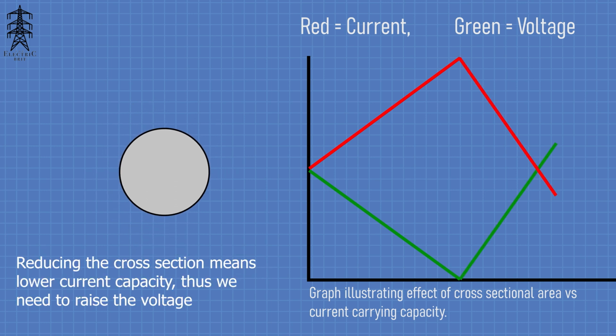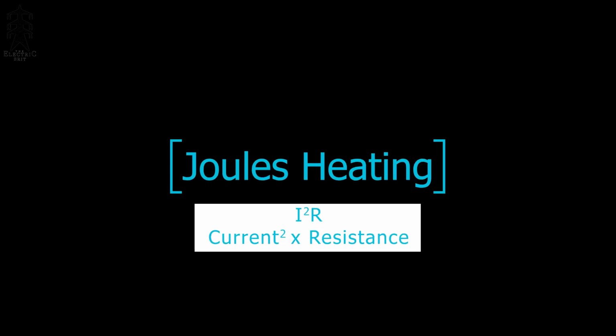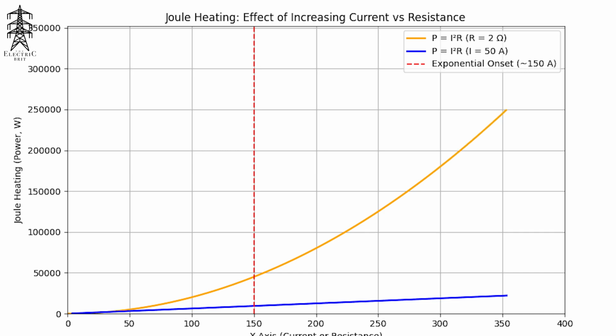And a lower current means less losses to heat, because of a principle called Joule heating, which is I squared R, meaning an increase in current is an exponential increase in losses due to heat. So decreasing current is very important among many other reasons.